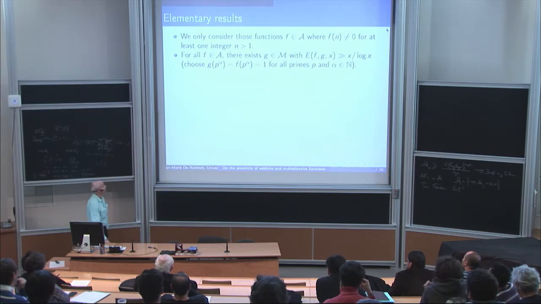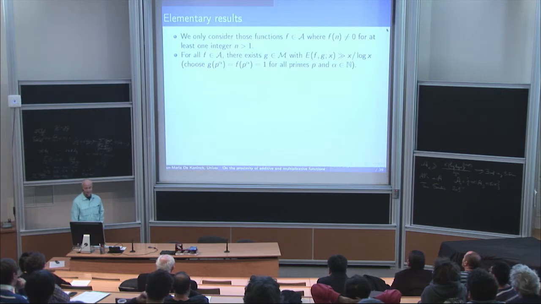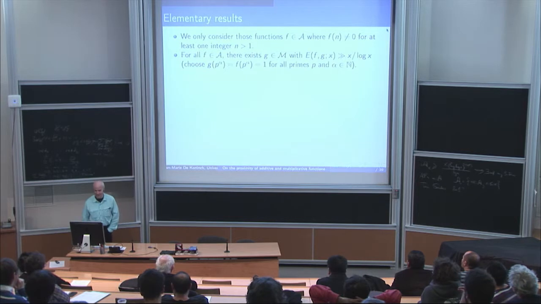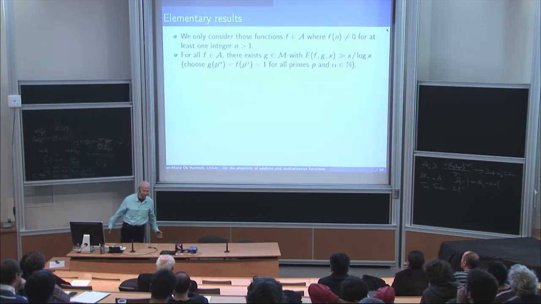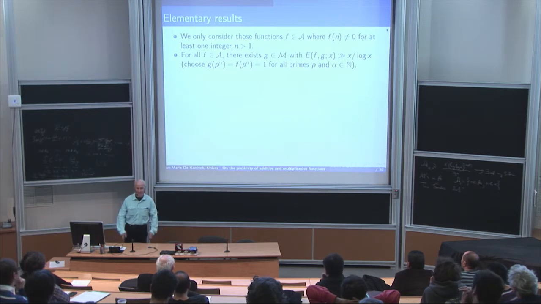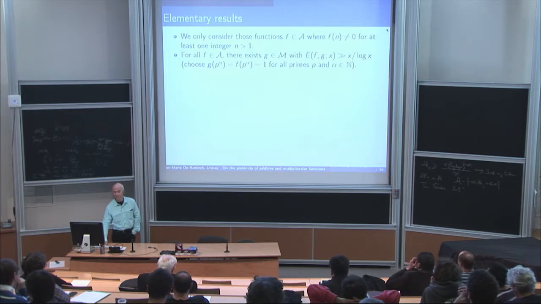Now, a trivial observation: if you are given an additive function, then it's easy to find a multiplicative function such that E of x is bigger than x over log x. It's trivial, because if you are given all the f of p's, just take g of p equal to f of p, and that's it. Your E of x will at least be as large as x over log x, because it coincides on the primes, and then if you add the prime powers, it's even bigger. But we're not happy with just this trivial observation.